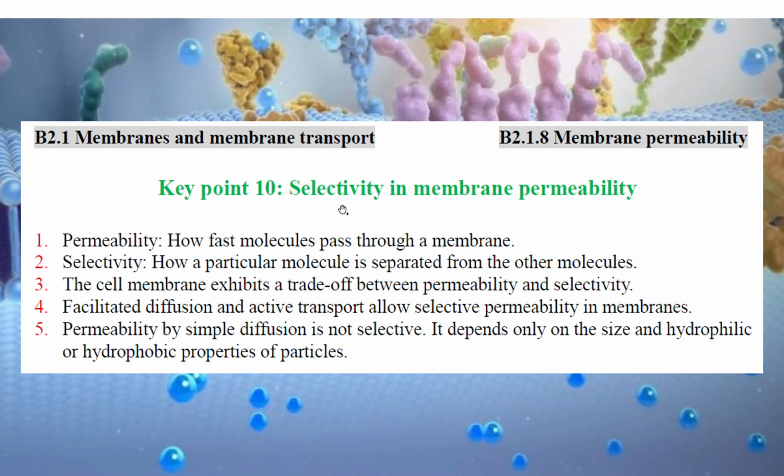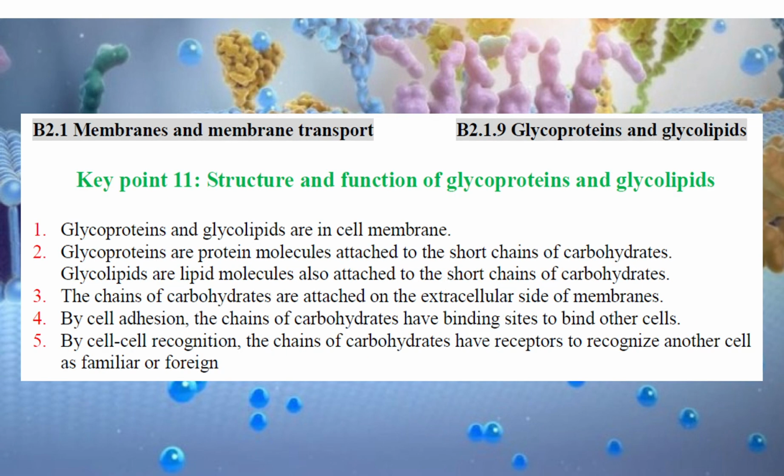And selectivity in membrane permeability. Selective means that they just allow some of the molecules to pass through. With simple diffusion, anything can pass through. So selective may be the facilitated one, and also the active transport one, they are selective. Aquaporin, right? And the structure and function of glycoprotein and glycolipid is an extra thing.